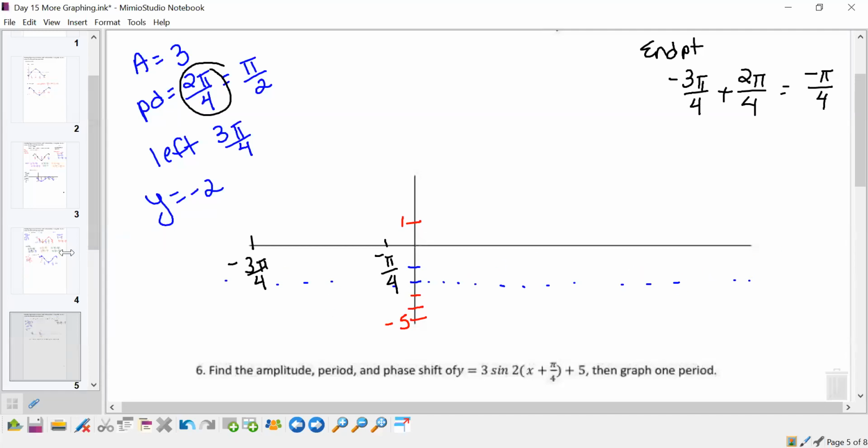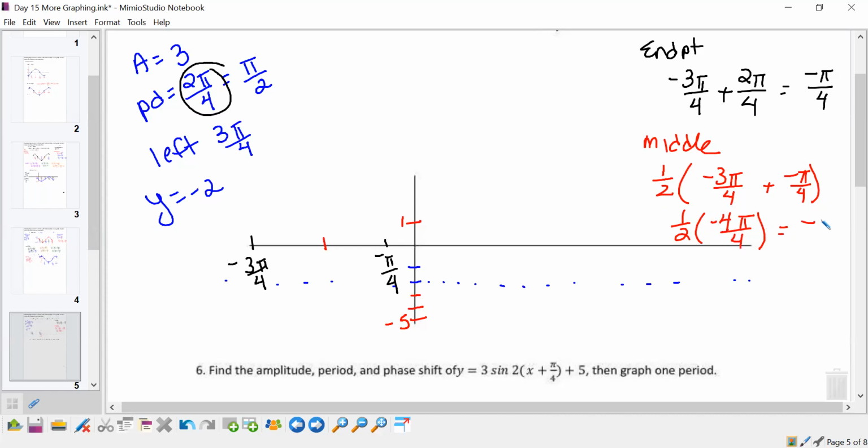So now I need the middle. 1/2, add your endpoint. That's 1/2 of -4 pi over 4. These 4's divide, so we're left with -pi over 2.